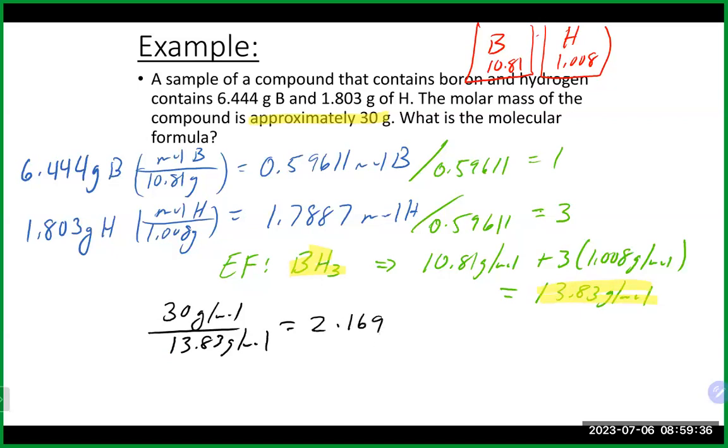And like I said before, this is the one place where it's okay to round to the nearest whole number. Again, because the molar mass that you may be given for the compound is an approximation or estimation. So it's not going to be perfect. It may not give you a nice perfect number here. So in this case, it looks close enough to 2 to call it a factor of 2. We're going to then multiply our empirical formula by 2, which means our molecular formula in this case would be B2H6.